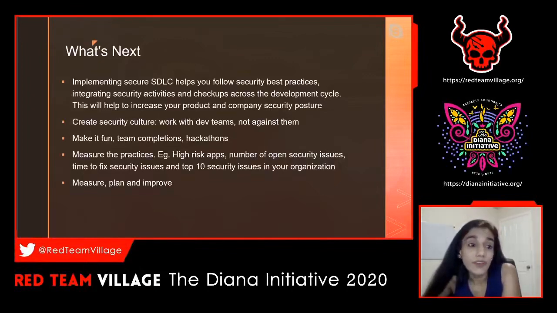And the last thing that I'm going to talk about: measure the practices. Have a dashboard. Track your high-risk applications, the number of open security issues, and how much time people are spending fixing those open issues. Are they actually getting fixed, or have they been open for a long time? Because if they have been open for a long time, then you have to escalate it. You have to make somebody accountable. So have a dashboard and make sure it's being regularly updated. And list all the top 10 security issues in your organization. And last, measure, plan, and keep improving by moving left in the SDLC.